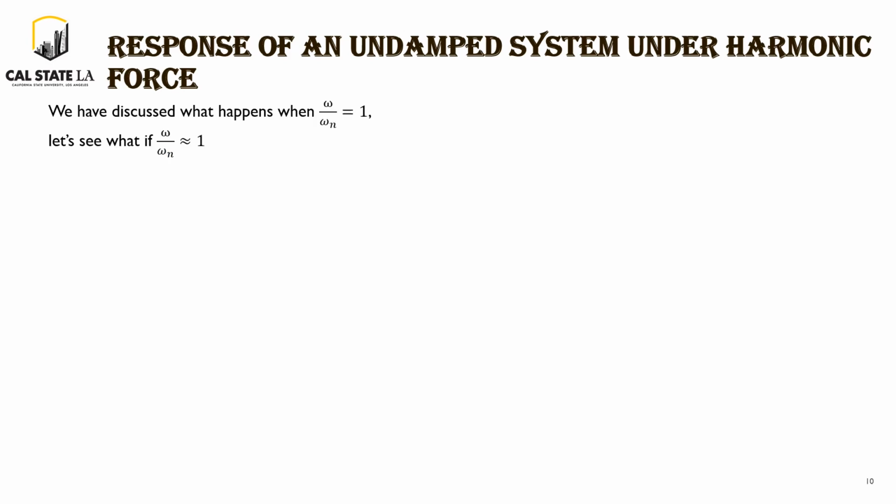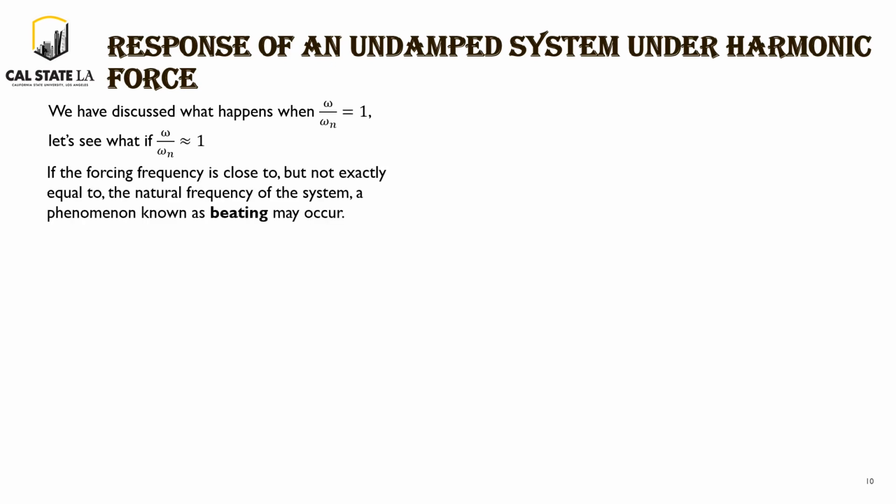So we have discussed what happens when omega over omega n is equal to 1. Let's see what happens if omega over omega n is approximately 1. If the forcing frequency is close to, but not exactly equal to, the natural frequency of the system, a phenomenon known as beating may occur.